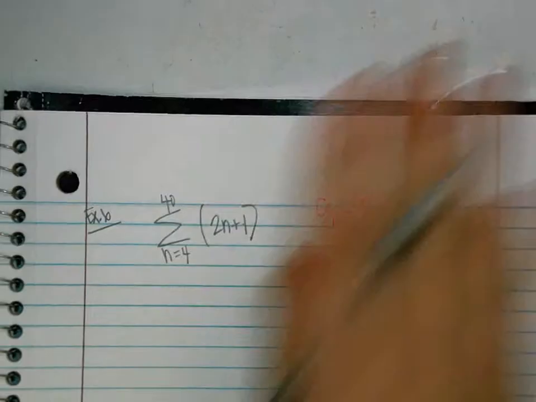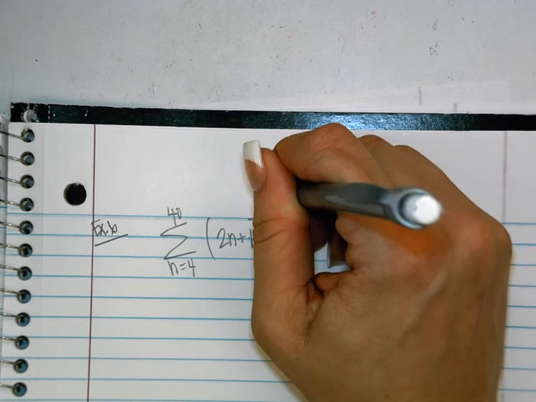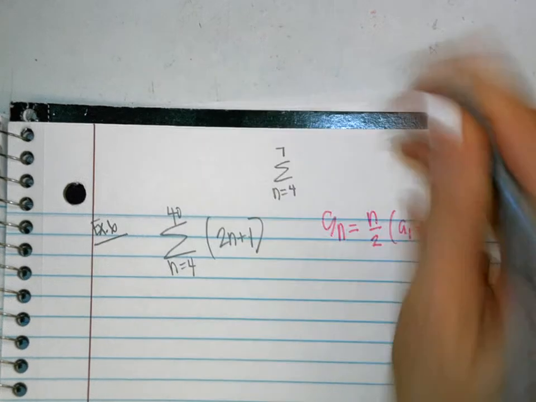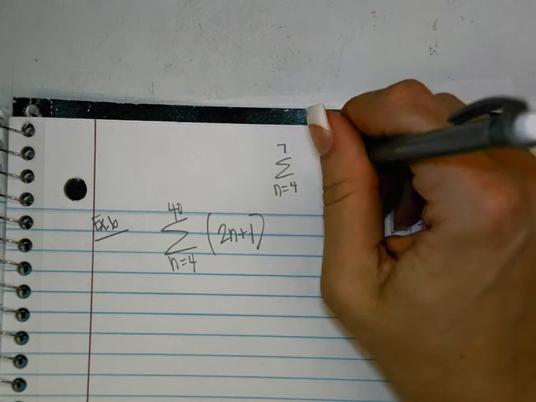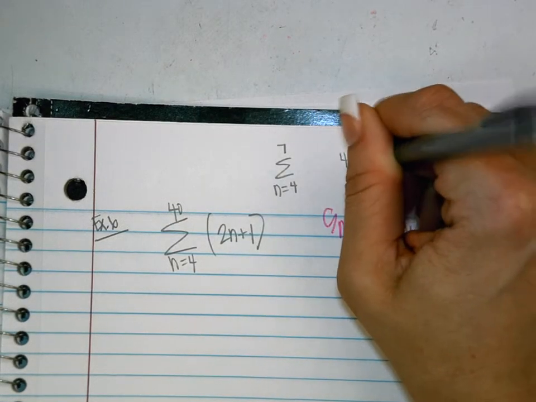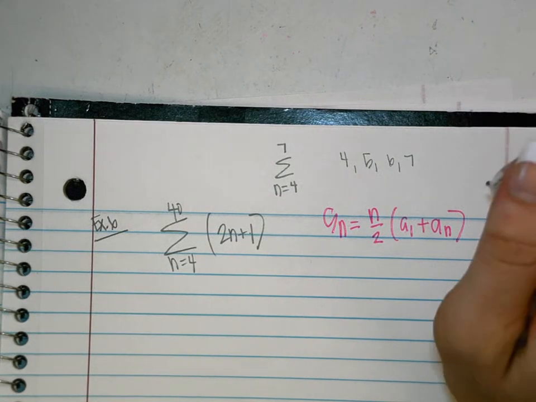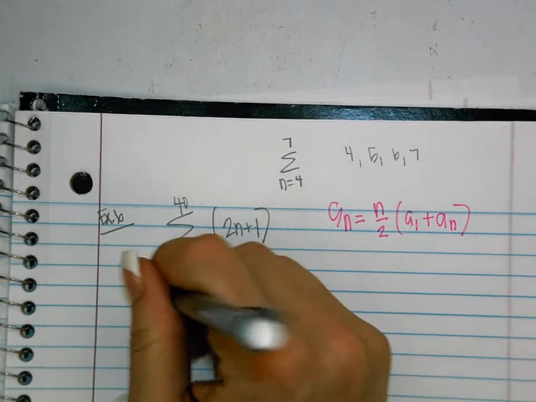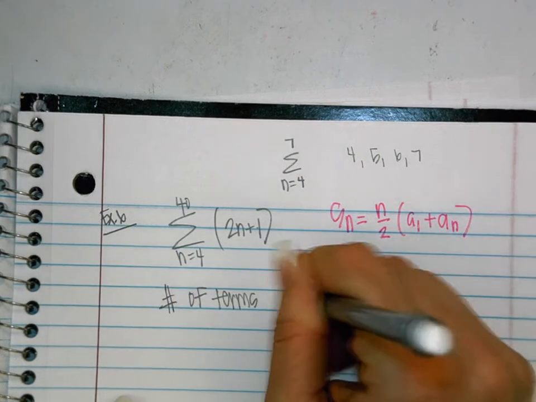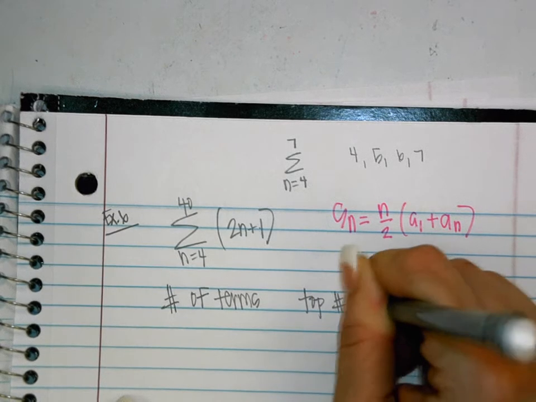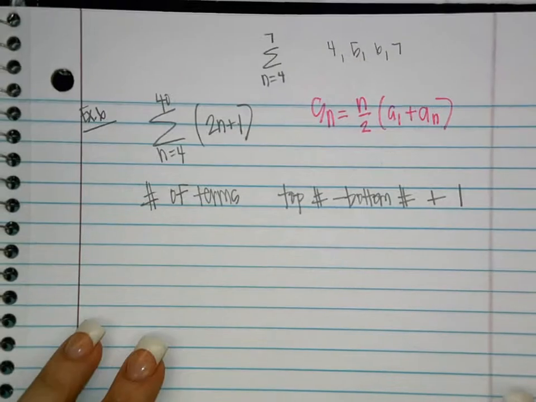How many terms are there if I said add up between all the numbers n equals 4 and 7? How many terms would you be adding up? If I plug in 4, and I plug in 5 and 6 and 7, how many different numbers am I plugging in? 4 of them, okay? So to find the number of terms, you take top number minus bottom number and add 1, okay?